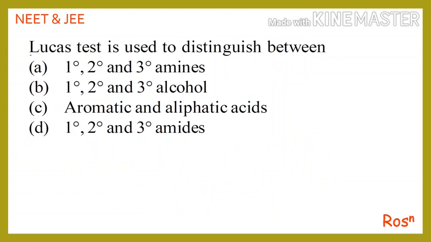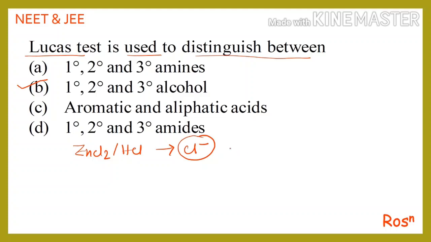Okay, see the next question. Lucas test is used to distinguish between... Very easy question. Lucas test is used to determine the 1 degree, 2 degree and 3 degree alcohol. So the right answer is option B. Now what is the Lucas reagent? Lucas reagent is ZnCl2 and HCl, which produces the Cl minus ion. That means it is a nucleophile.